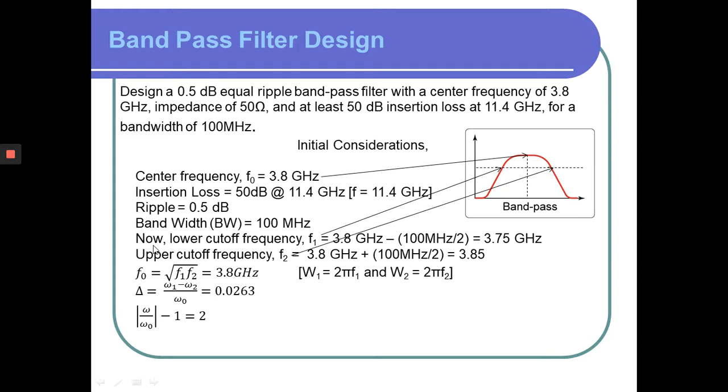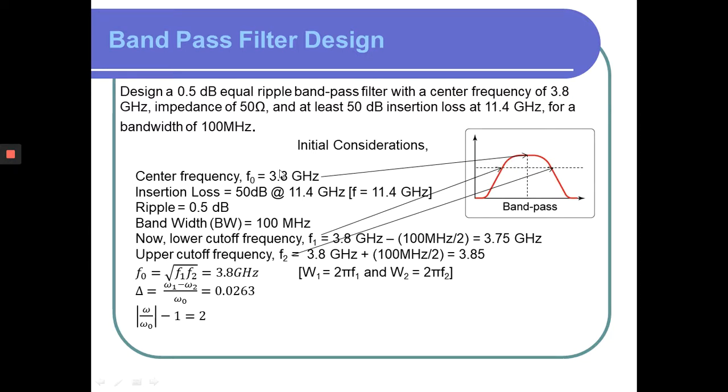So now the lower cutoff frequency is 3.8 gigahertz minus 100 megahertz divided by 2, which is 50 megahertz. So we find out 3.75 gigahertz. So this is 3.75 gigahertz. Similarly, we find out that this point is 3.85 gigahertz. So from there, actually, we find out our cutoff frequency 1 and cutoff frequency 2.